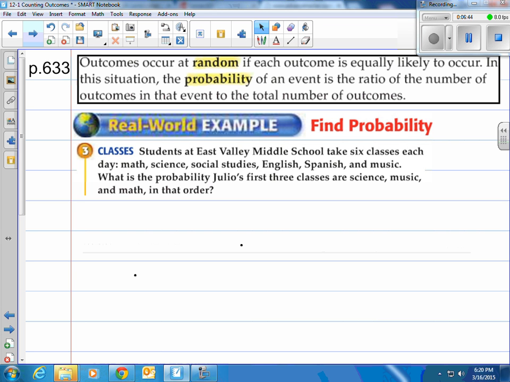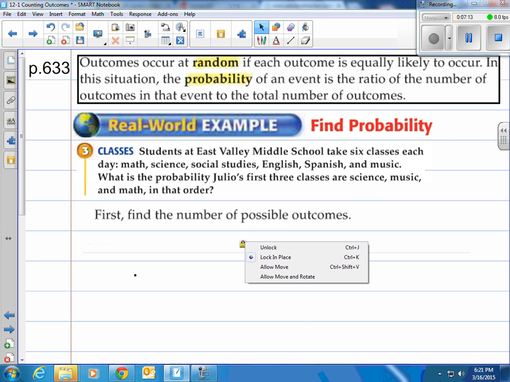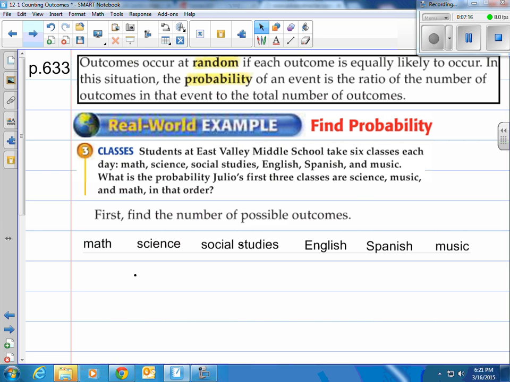It says students at East Valley Middle School take 6 classes each day: math, science, social studies, English, Spanish, and music. Looks similar to ours. We have a 6-period day. What is the probability Julio's first 3 classes are science, music, and math in that order? So just his first 3 classes. Well, first off, we have to find the number of possible outcomes. How many possible ways, combinations of classes can he have in those first 3 classes? Well, let's take a look at the classes themselves.